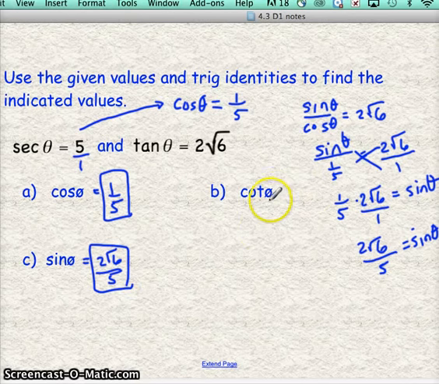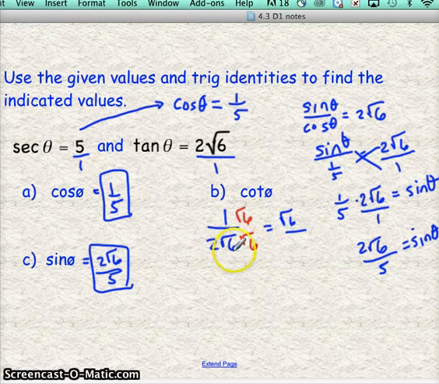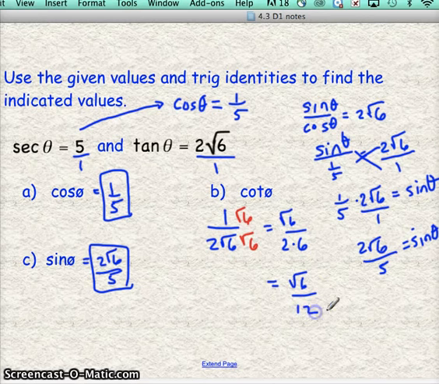And then cotangent is the reciprocal of tangent, so if I put that over 1 and flip it, I'd have 1 over 2 radical 6, but we have to rationalize that denominator. So then I would have radical 6 on top, and I would have a 2 times 6 on the bottom, so that would be radical 6 over 12.